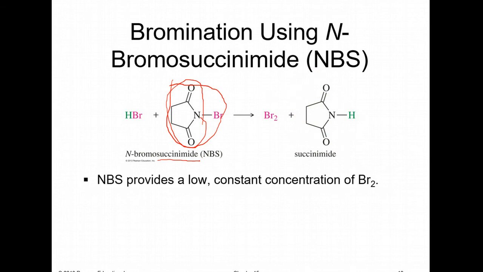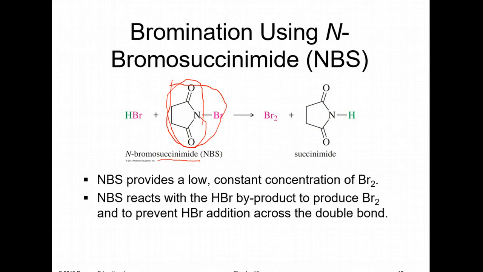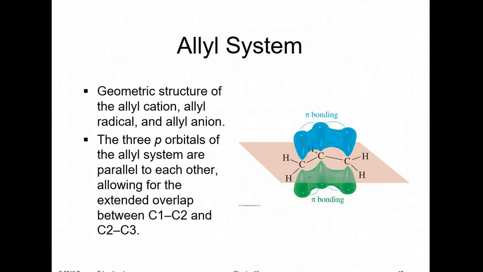It's used for allylic bromination. It prevents adding across pi bonds. Like I said, if you add bromine in a radical reaction, you can actually add bromine to the pi bond rather than adding it to the radical. So NBS provides a low concentration of bromine. The NBS reacts with the HBr byproduct to produce bromine and to prevent HBr addition across a double bond. So that's the whole point: to prevent this formation of HBr.